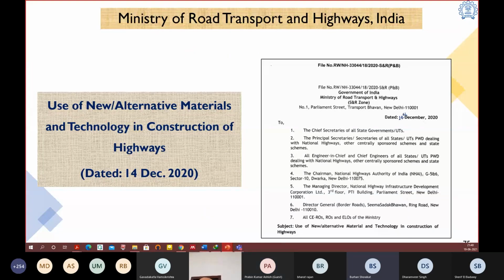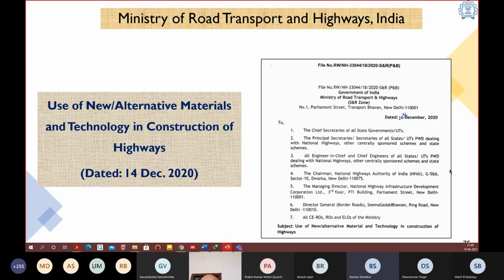As far as this part of the presentation is concerned, we'd like to start with the circular that's put out by MORTH, which is the Ministry of Road Transport and Highways. As my respected colleagues have already noted, there are statutory bodies that make the rules and regulations for Indian roadways. In the same way, MORTH is an apex body for the formulation and administration of rules, regulations, and laws related to road transport and transport research in India.